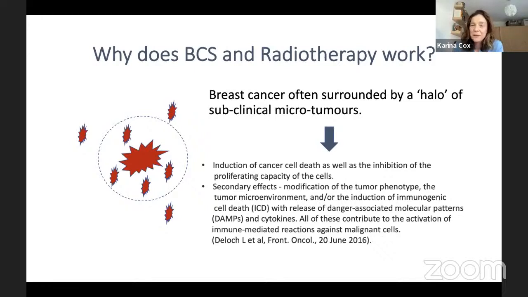And why is that? I mean, we know radiotherapy kills cells, so it kills cancer cells, but it also has some secondary effects as well. So, you know, it will modify the tumor phenotype, and you end up releasing lots of danger signals as well, which perhaps retune the immune system as well. So, you know, there's a lot going on with radiotherapy, which does help and deal with these sort of microsatellites. So I think that's sort of a key background, really.